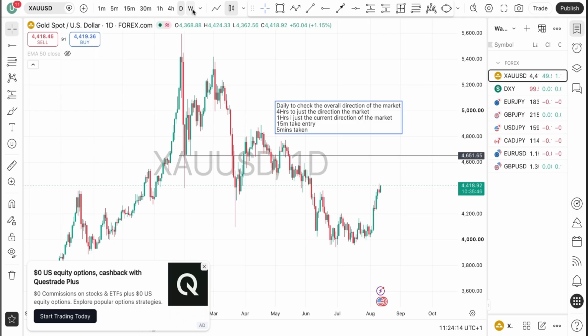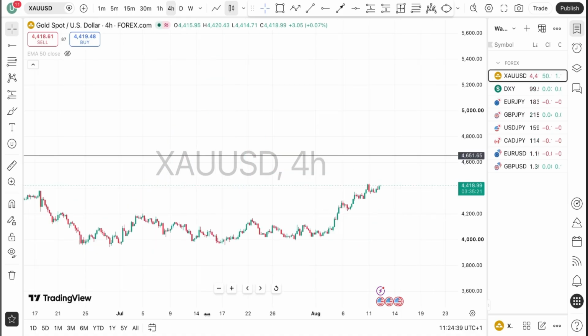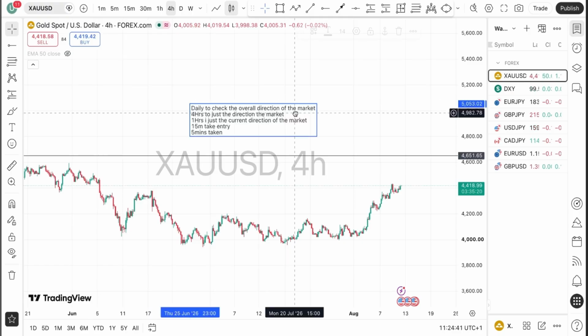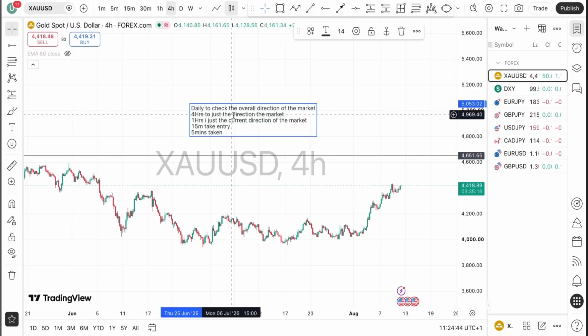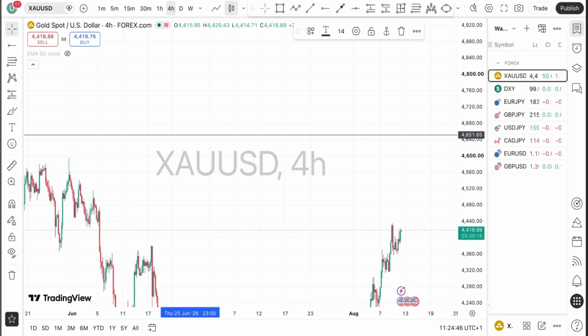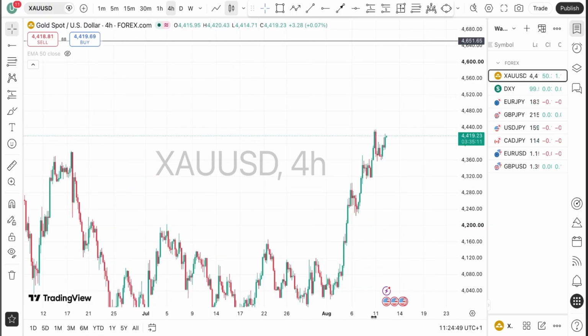Now, first of all, on the daily, I just check the direction of where the market is going on the daily time frame. So I already know we are heading north and the market is bullish on the daily time frame. Then I go to 4 hours and ask, okay, what is the current trend of the market? We are bullish on the 4 hours time frame.